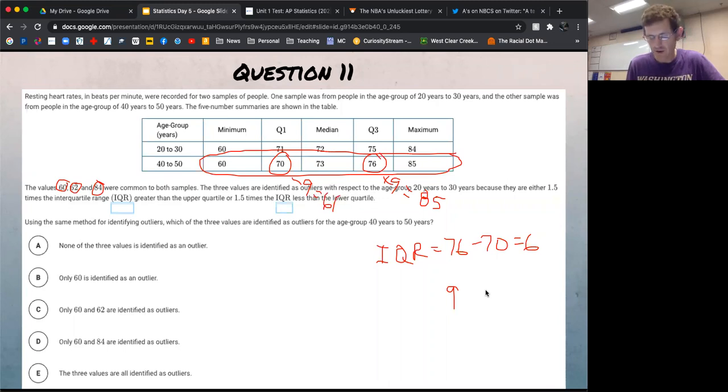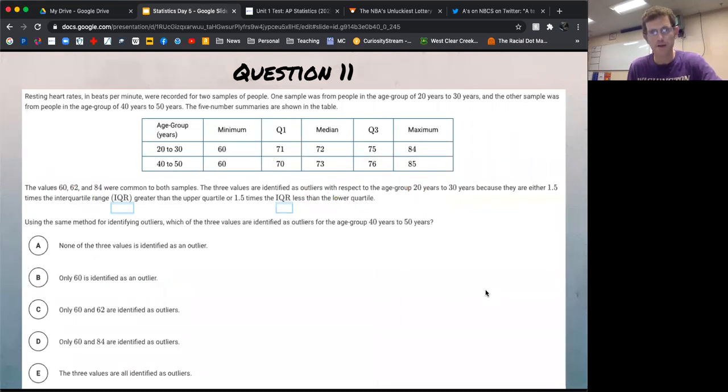So any value lower than 61 is an outlier. Any value greater than 85 is an outlier. The only points I'm interested in are these 3, 60, 62, and 84. Which of those is an outlier? Well, the only one that falls outside of the fence is 60. So there it is. Okay, so I will move on from there.